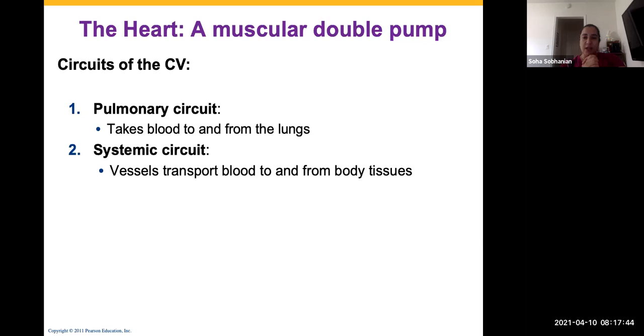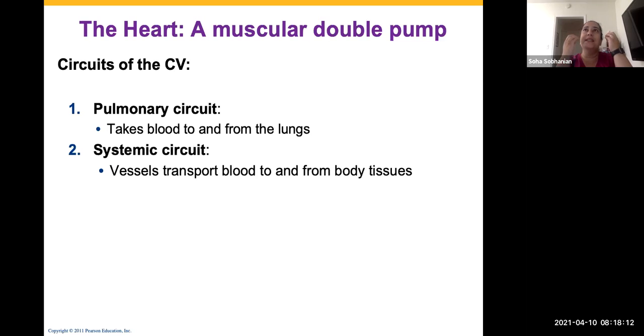So the goal of having a pulmonary circuit, guys, let's make sure this is clear. The goal of having a pulmonary circuit is to take the deoxygenated blood, do a gas exchange in your lungs, and change that deoxygenated blood to an oxygenated blood. Now, here, reverse that concept for the systemic circulation.